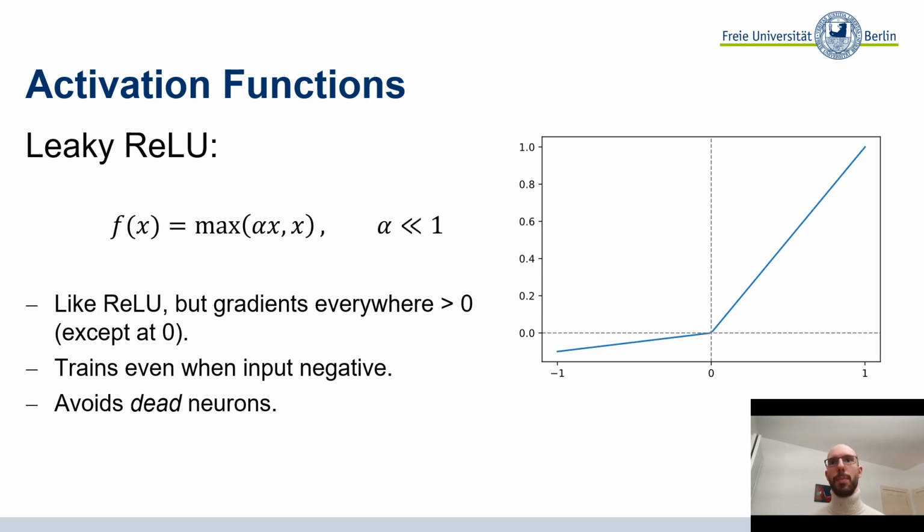So people came up with a slight improvement that solved this problem, namely leaky ReLU. Instead of just setting everything smaller than 0 to 0, we also have a linear function here, but scaled with a very small alpha. This has all the good properties that ReLUs also have, but the gradients are bigger than 0 everywhere. The only point where the gradient is not defined is exactly at 0, but it's very unlikely that you'll have an input exactly here. So we can train our network even when the inputs are negative, and we avoid this problem of having dead neurons. At least it becomes very unlikely to end up with a dead neuron.